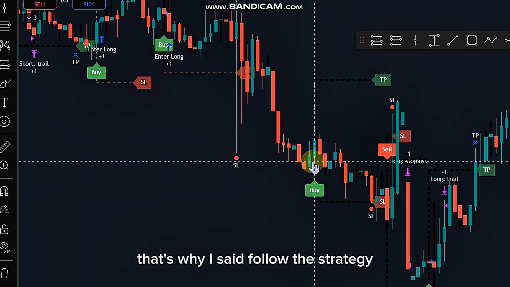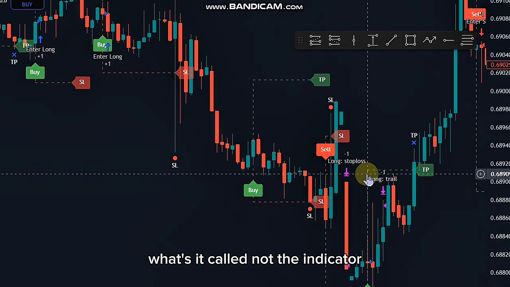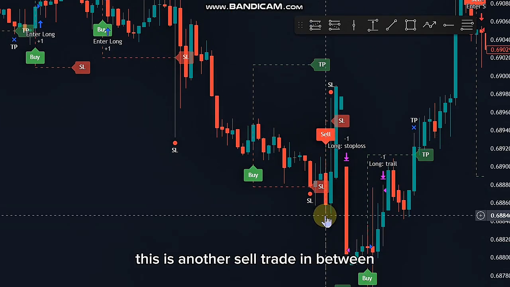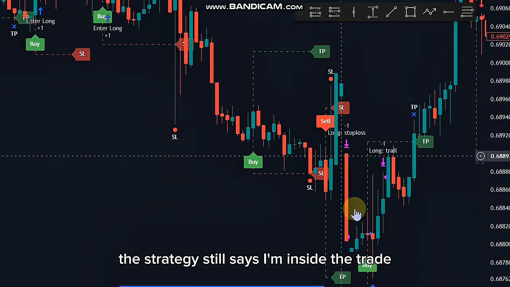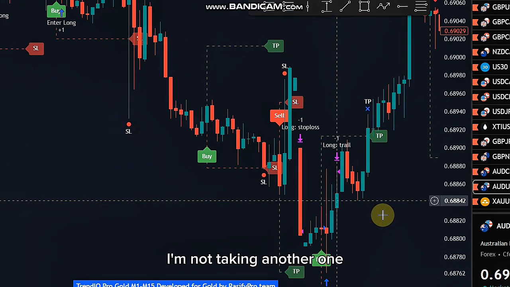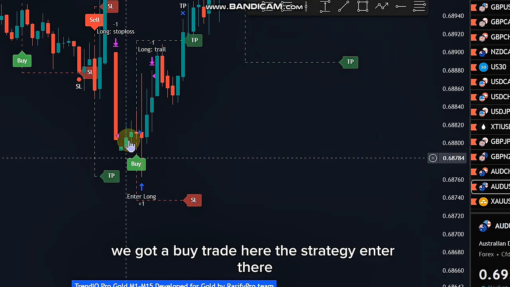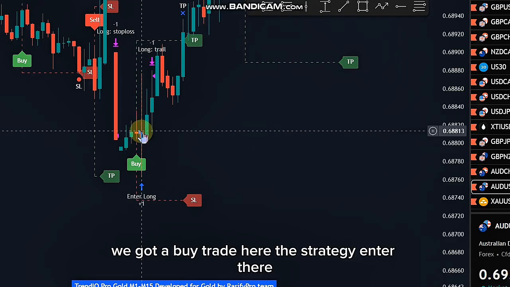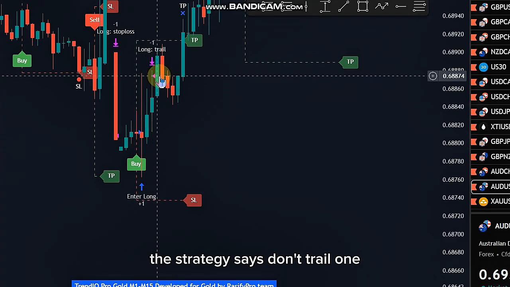That's why I say follow the strategy, not the indicator. There is another sell trade in between. The strategy still says I'm inside the trade, I'm not taking another one. All right, now look at here, we got a buy trade here. The strategy entered here. The strategy says long trail one.